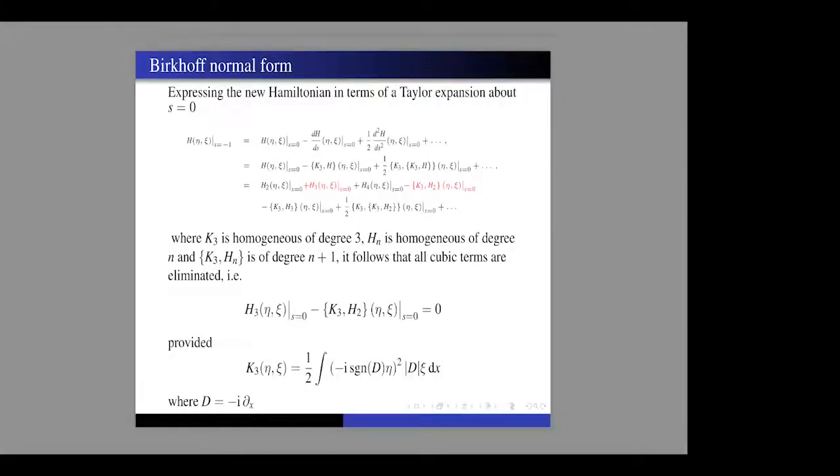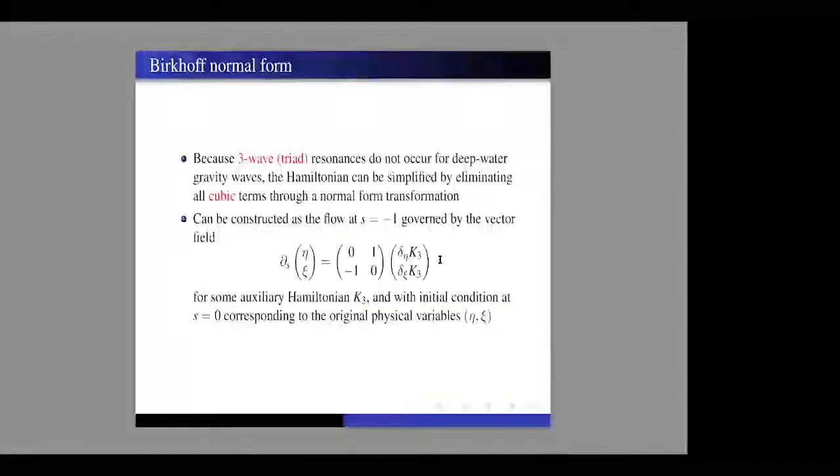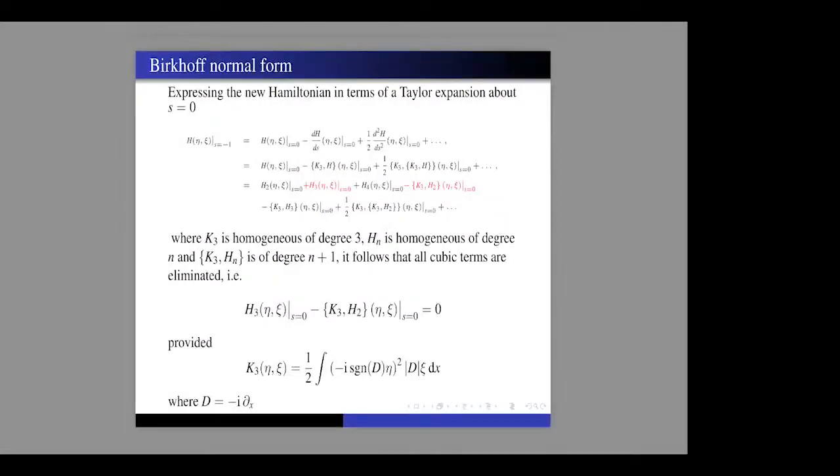All right, so more specifically, think of a Taylor expansion of the Hamiltonian with respect to S. And so this is what you can do for the first three terms. And these derivative terms in S can be related to Poisson brackets in the standard definition. And in turn, these Poisson brackets can be related to the vector field for K3 that I showed you on the previous slides. All right. And so if you insert the expansion of the Hamiltonian and you order terms, that's what you get. So again, you want to eliminate the cubic terms, right? So therefore you want to choose K3 that is homogeneous of degree 3. And accordingly, the Poisson bracket of K3 with any Hn would be of degree n plus 1.